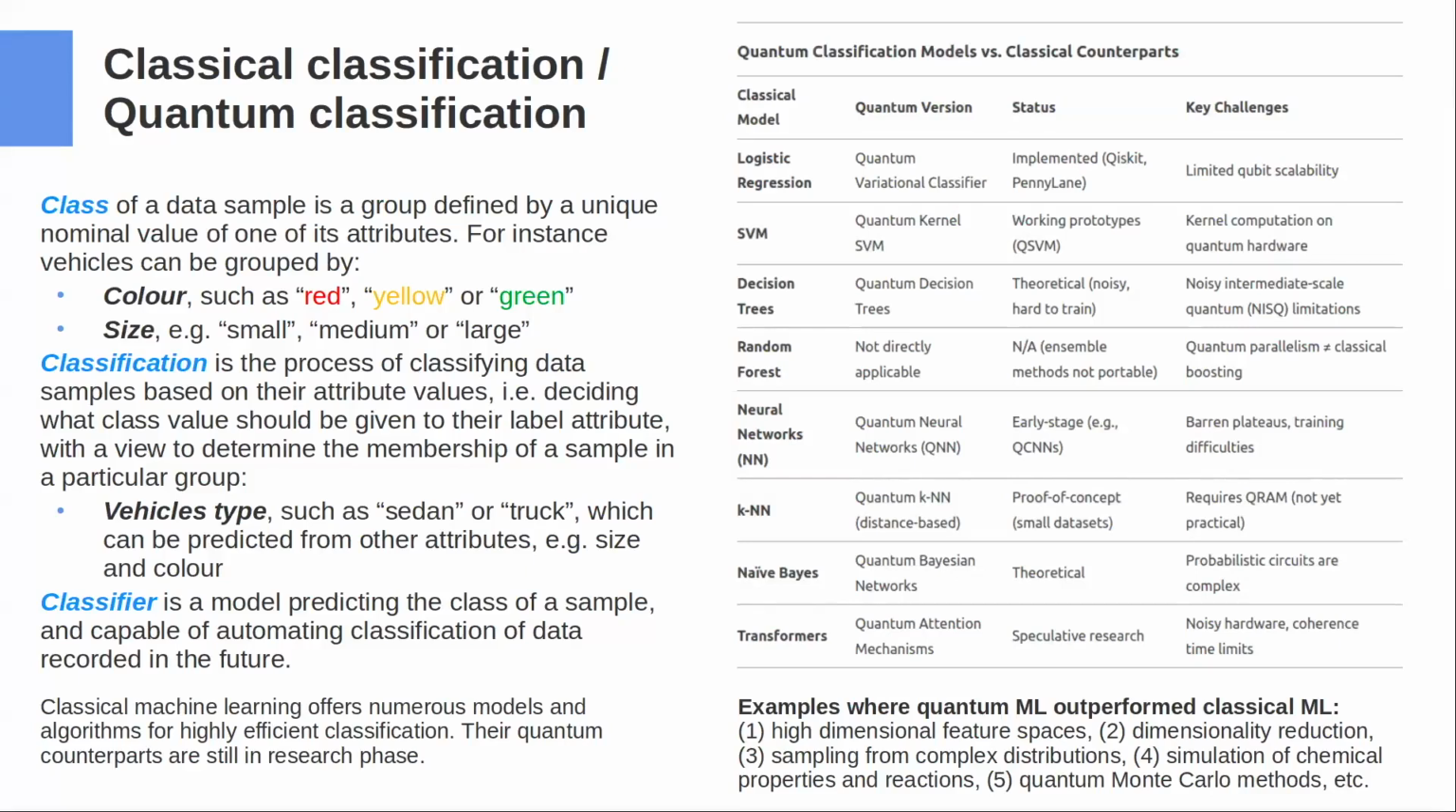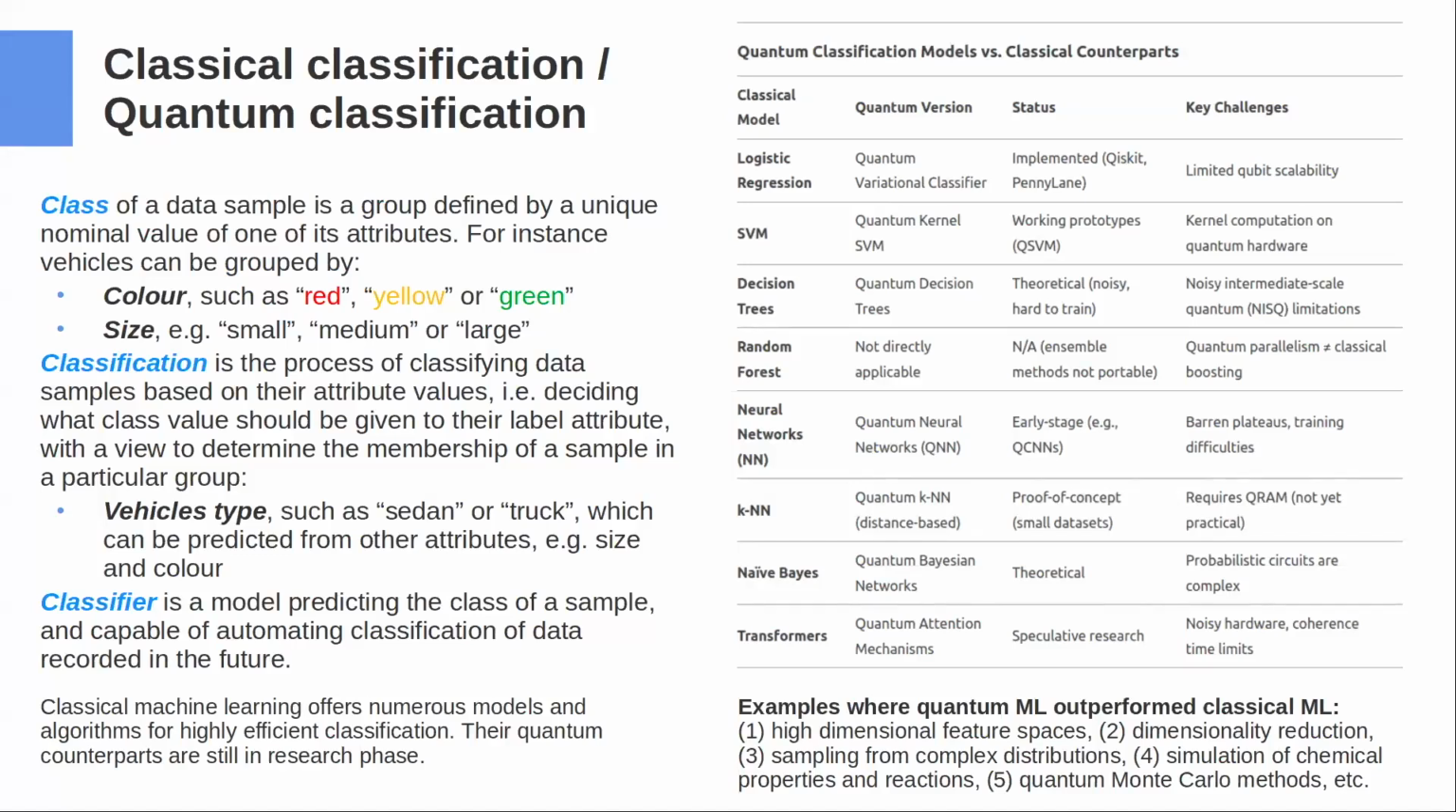So classification is the process of classifying data samples based on the attribute values, and for future data to decide which class a particular observation or example belongs to. If you see a vehicle, we want to decide whether it's a sedan or a truck, especially if it's something unusual in between, then you may have difficulties classifying that particular vehicle. So the classifier is a model predicting the class of a given sample, ideally automating this process.